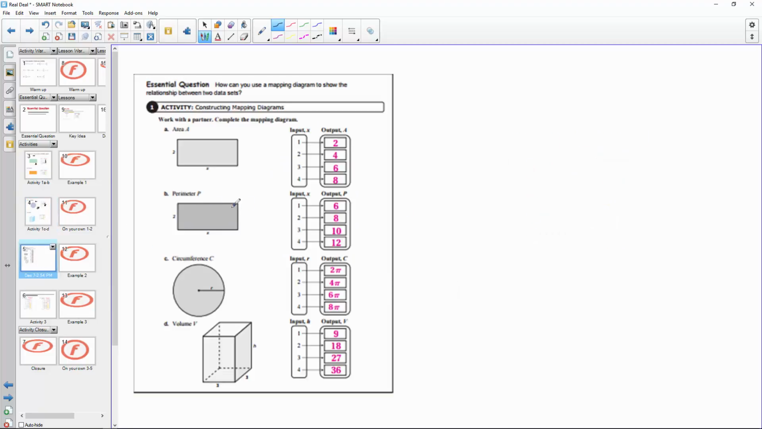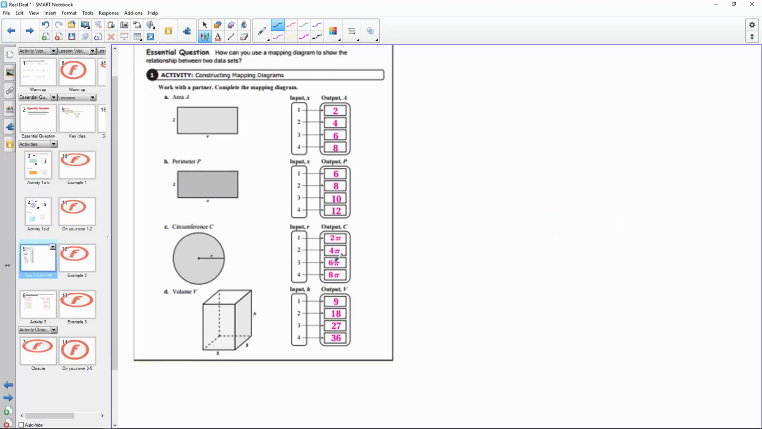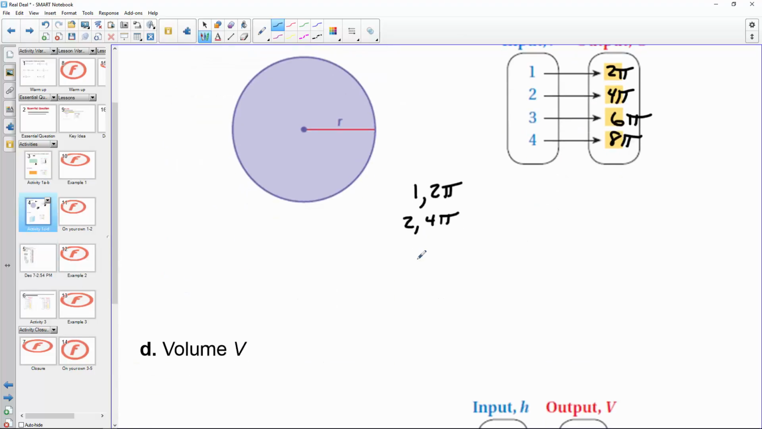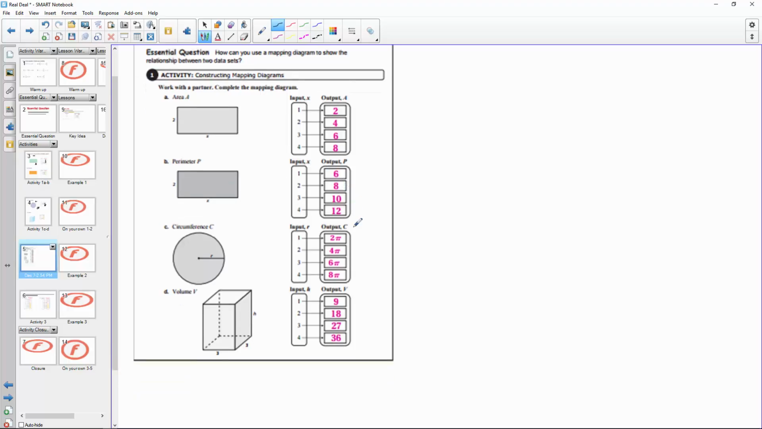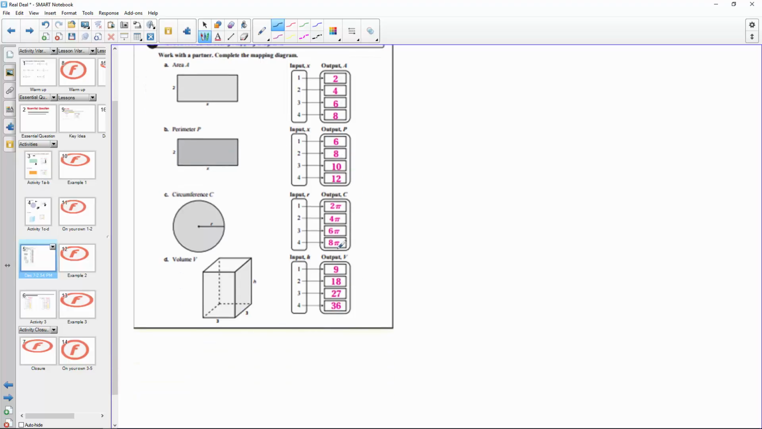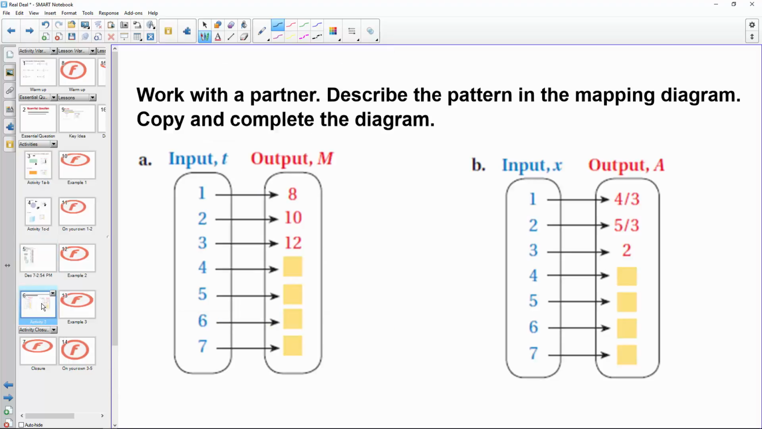So here are the answers that we just saw a moment ago. There was a volume one as well I did not do. Sorry, it's down here. So if I plug in a 1, so 1 times 3 times 3 is 9, 2 times 3 times 3 is 18, and so on. And as we go through, I have the various answers right here. So make sure to come back and look at these and make sure that this makes sense to you.